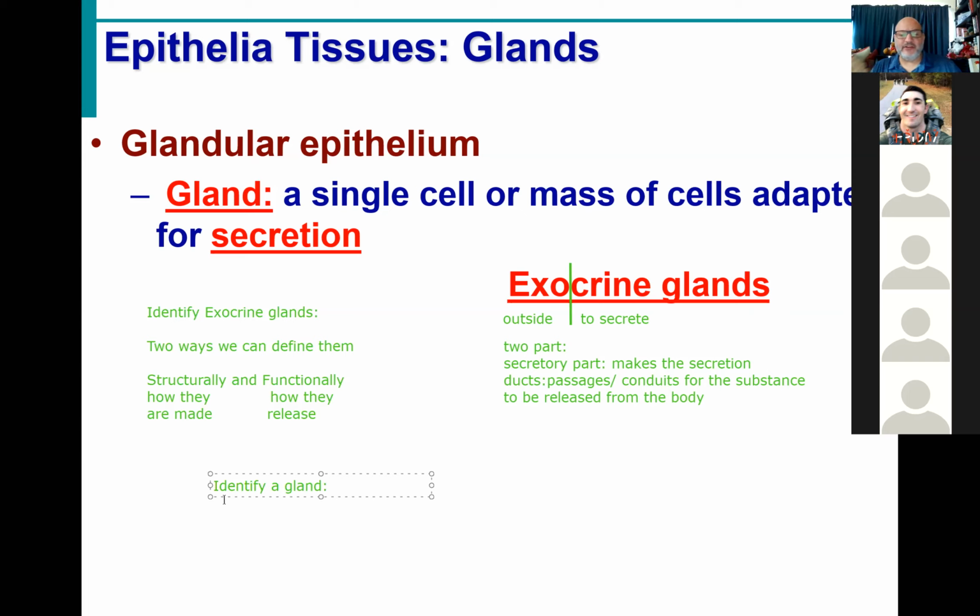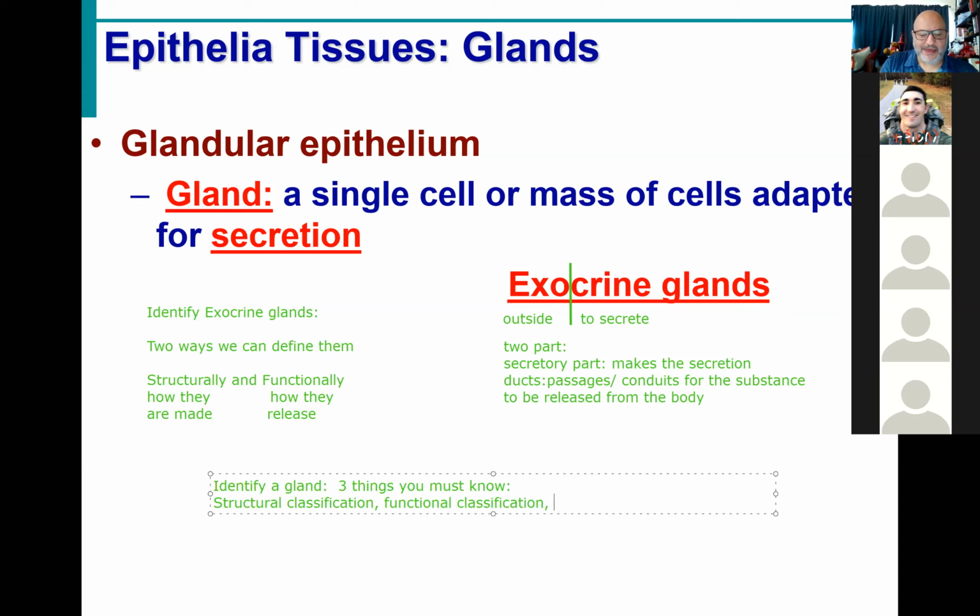However, from now till the end of 431, every single time we identify a gland, there are going to be 3 important things you're going to need to know about it. Those 3 things you must know are its structural classification, its functional classification, and the substance it produces.